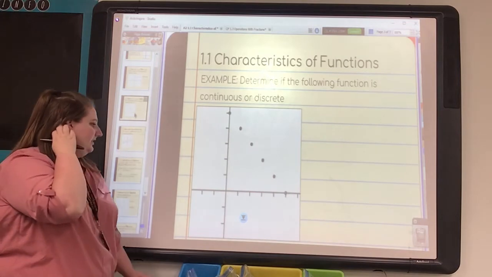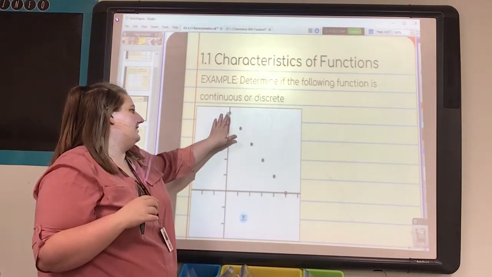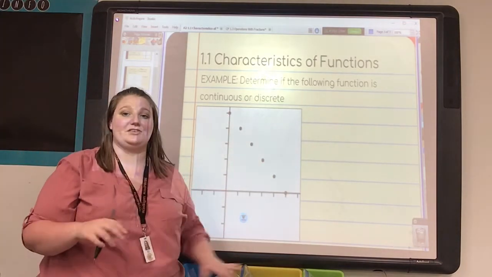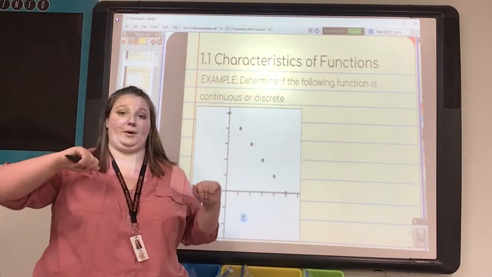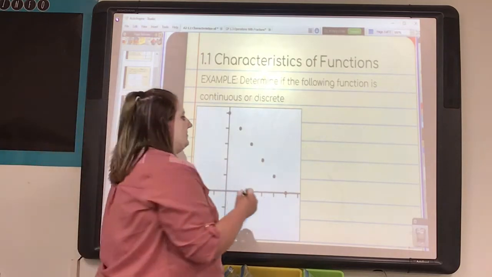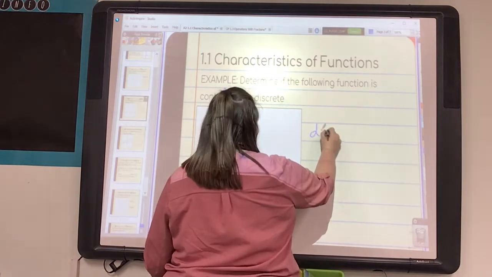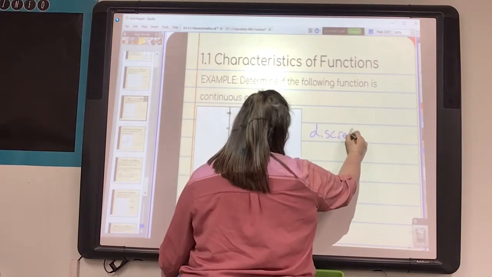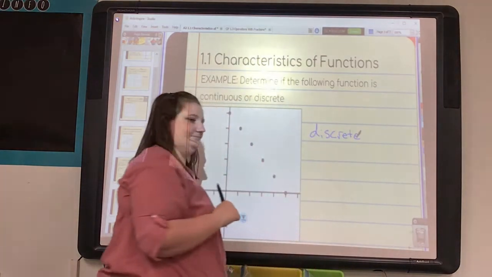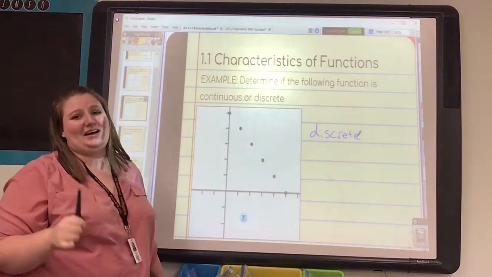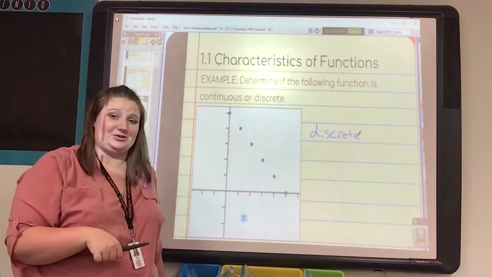Our next one, notice this is several individual points. There's no line connecting all the way throughout. So this function would not be continuous. It would be what we call discrete. All right, so these are pretty easy. Is it a line or is it a bunch of points? Continuous or discrete?